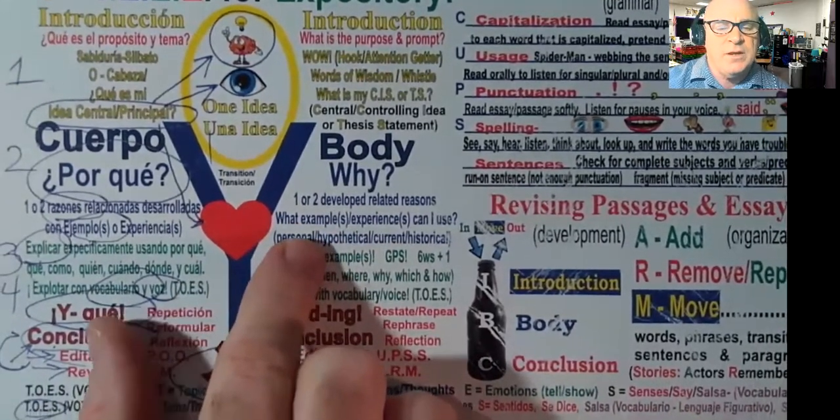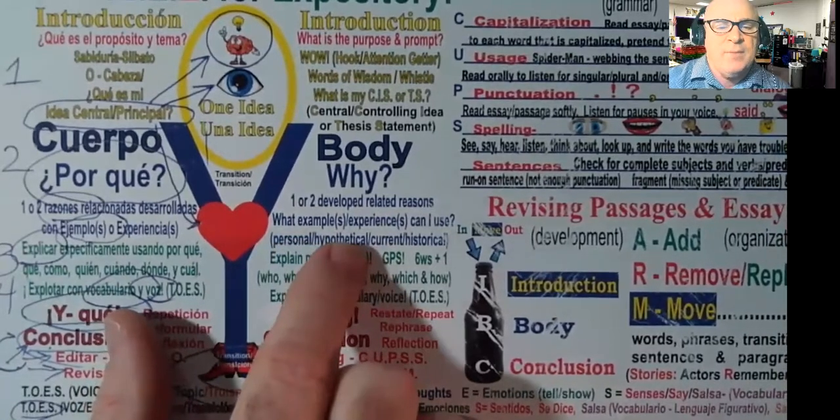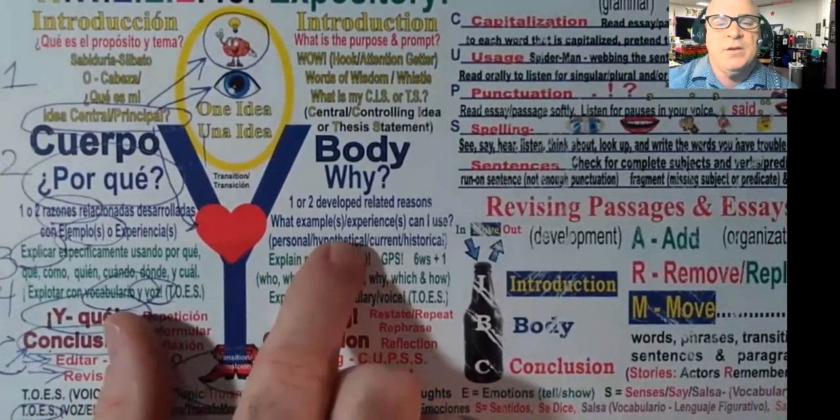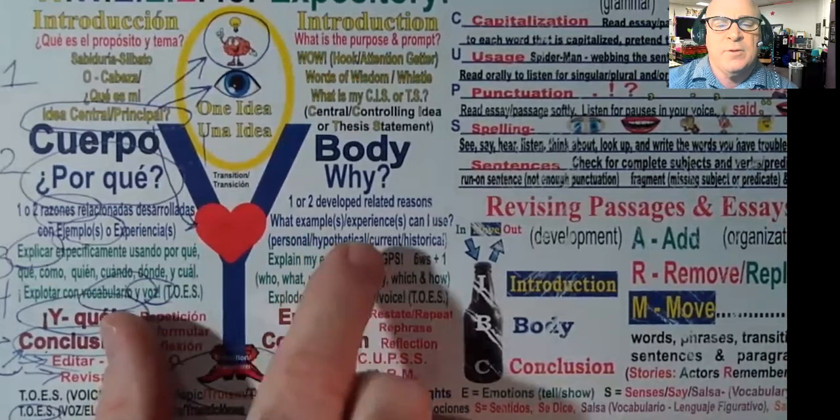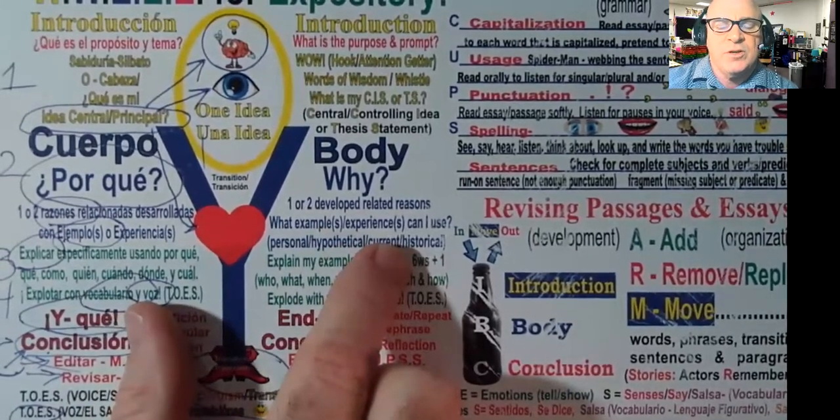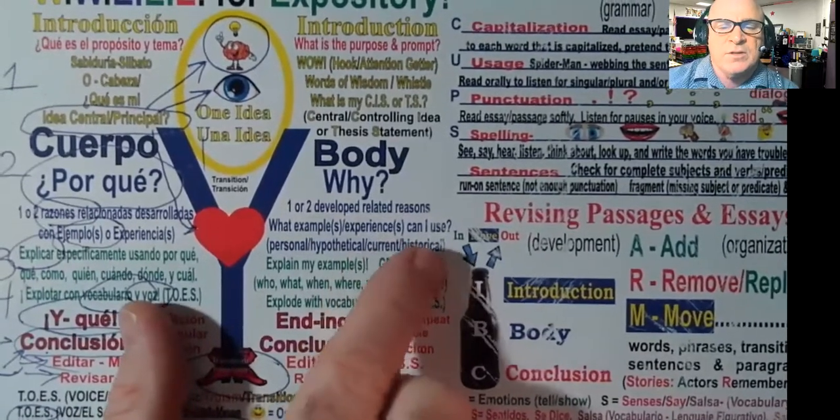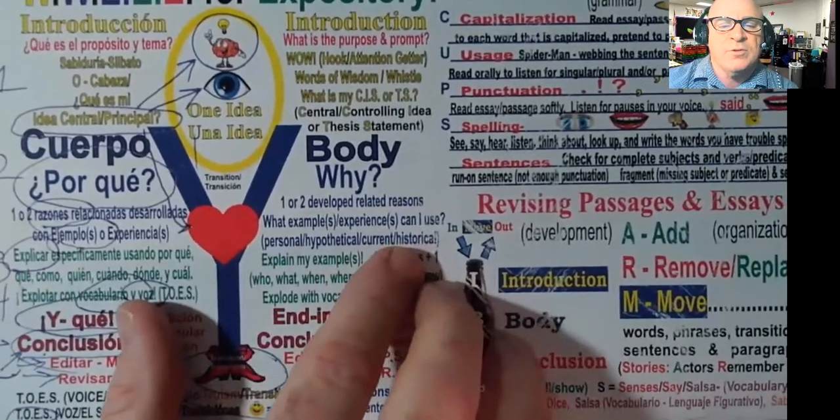Personal, it happened to me or someone I know. Hypothetical, it didn't happen. It's realistic fiction. It could happen. They can lie as long as it's believable. A current event situation from the news or a book or a song. But remember, don't just rewrite the song or rewrite the book, or something that happened before I was born.